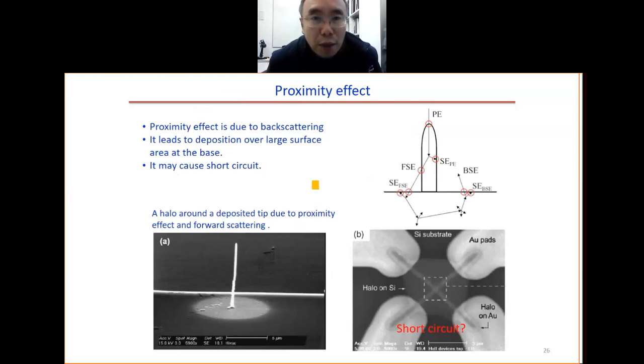So now let's look at the proximity effect. As we have seen, when the electron comes in, it will go around. So the nearby area, this area here and this area here, there will also be deposition. So this is called the proximity effect. Because when you deposit this pillar, in the nearby area there is also a little bit, not too much, a little bit of deposition.